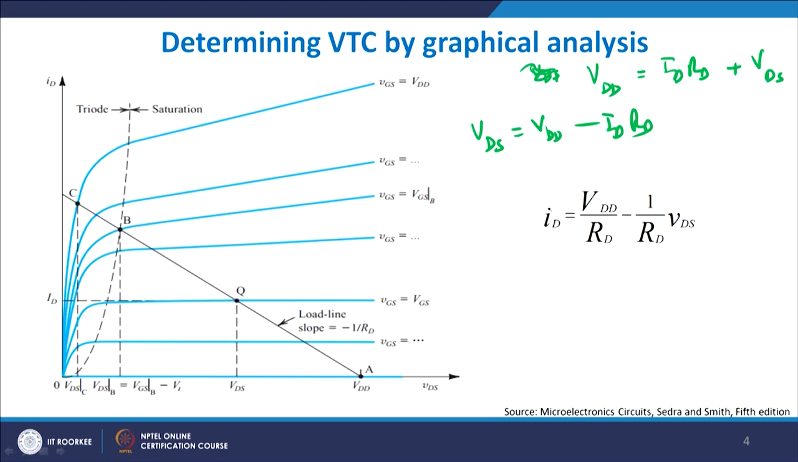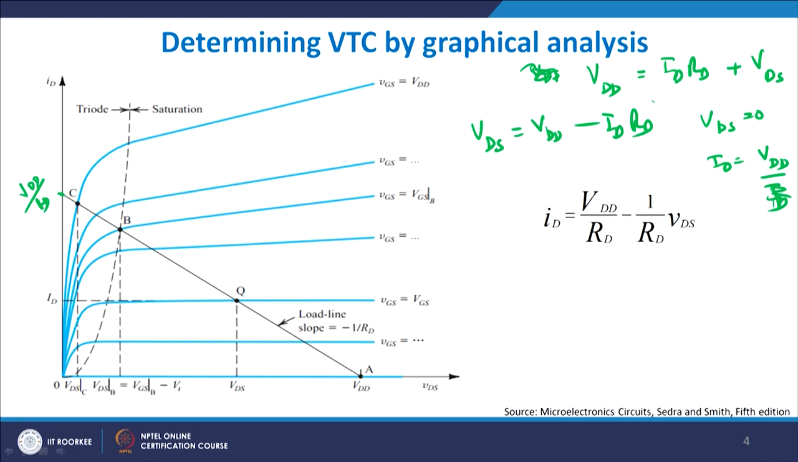Now, if you look at the x axis, it is VDS, which means that when VDS equals 0, ID will be equal to VDD by RD. So this point is basically VDD by RD. And what about this point? This is the point where your ID equals 0.